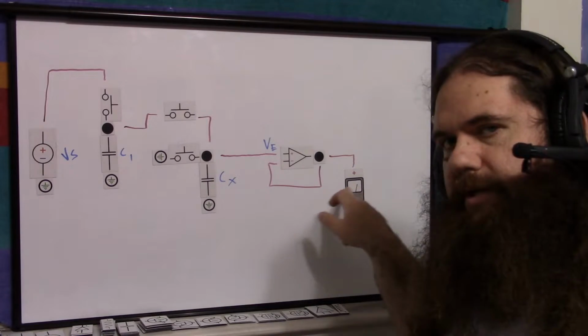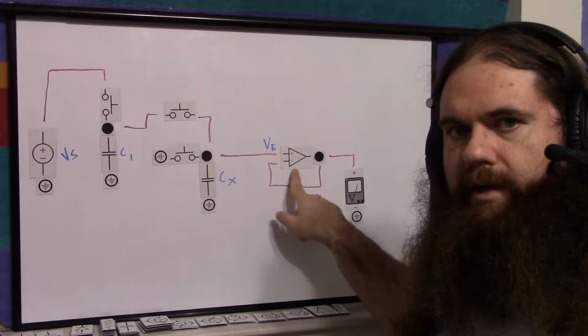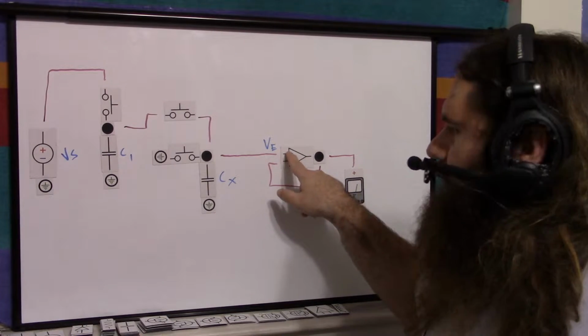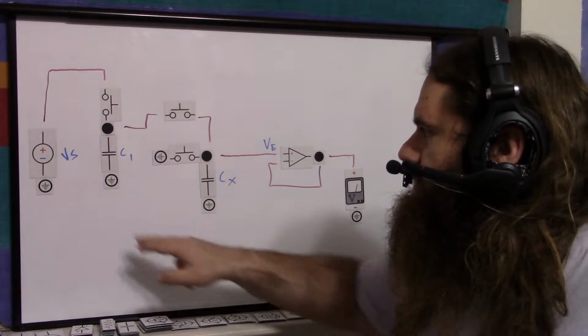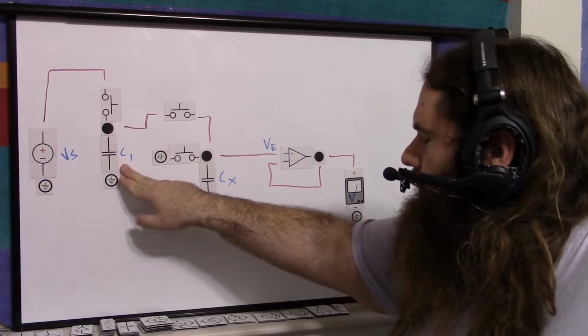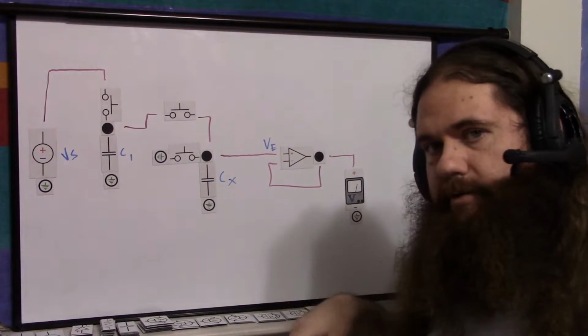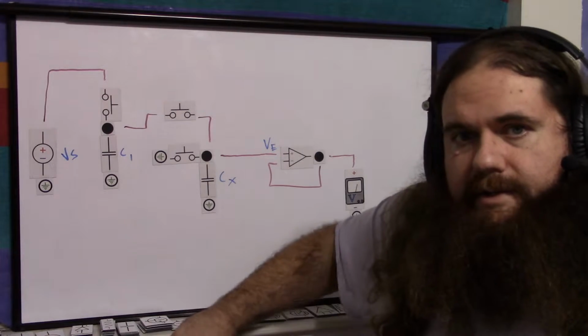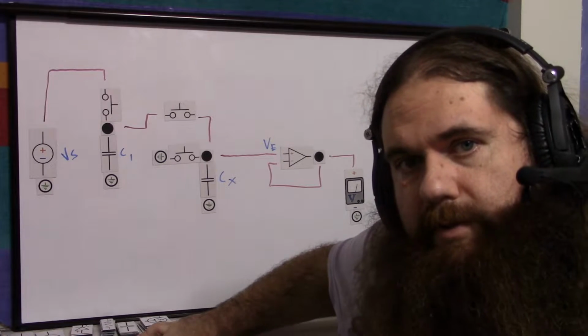So the input impedance of the voltmeter is completely irrelevant because it's being driven with the power supply of the op-amp. The only thing that matters is the input impedance of the op-amp, which is nice and high. And since we know the supply voltage, we know this capacitance, and we know, of course, VE because we measure it, the only unknown is the capacitance of the other capacitor, and we can just do the math. Let me go quickly over the math once again.